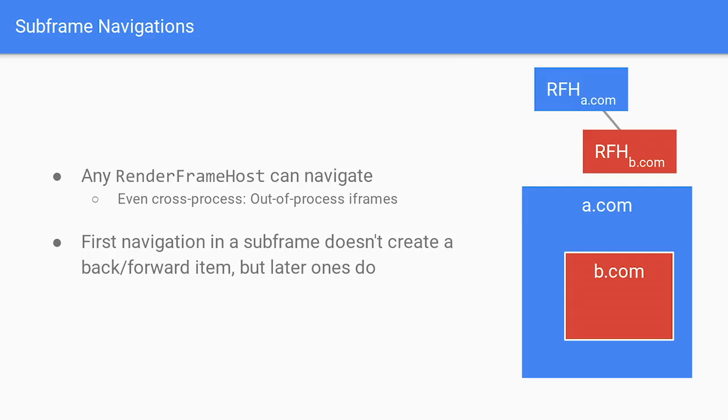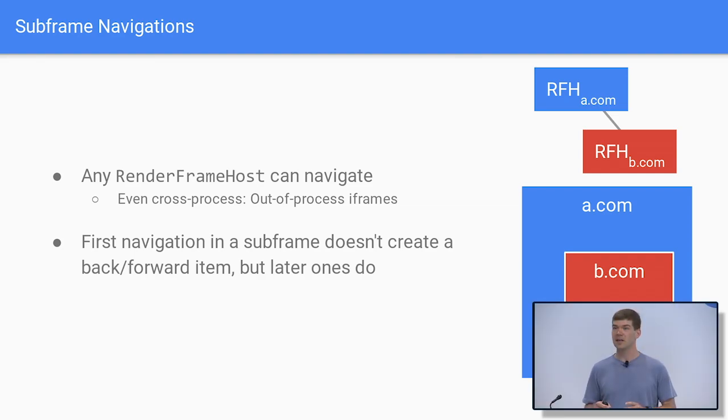Now, up to this point, I've been talking mostly about navigating the main frame, but actually, frames can embed other frames, as I've hinted before. So you can have an iframe tag. And any of those frames can navigate, including the subframes. And when the subframes navigate cross-process, we call them out-of-process iframes. So we have a tree of frames maintained in both the browser process, kind of the master copy, and in all the renderer processes. And any of these frames can go and navigate anywhere else.